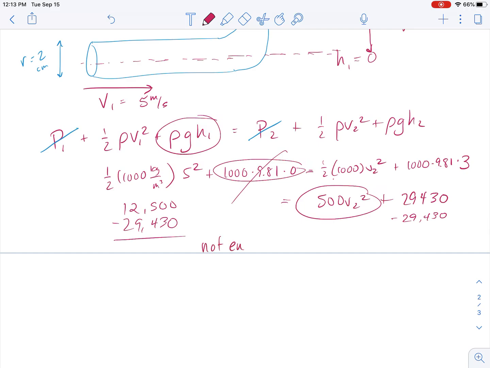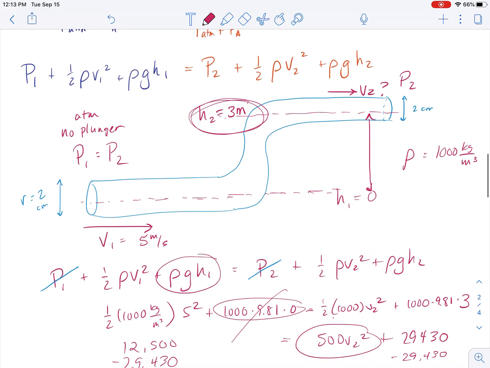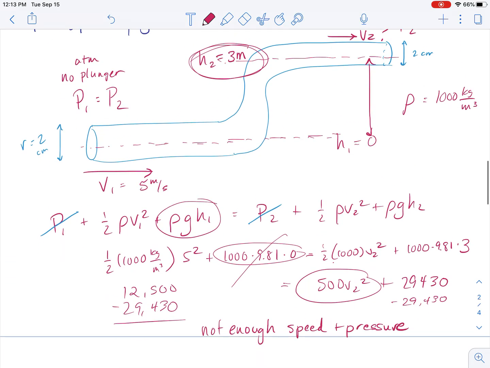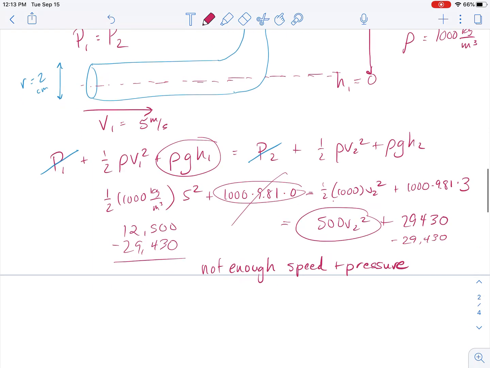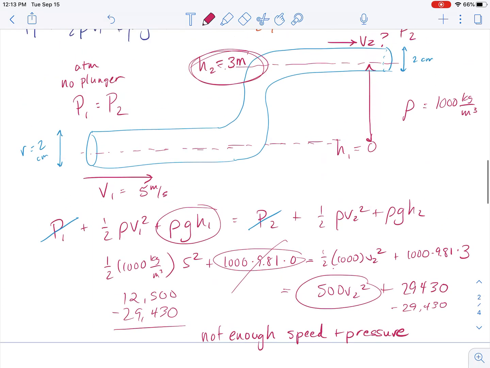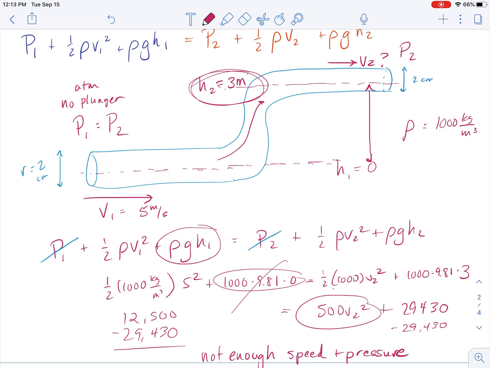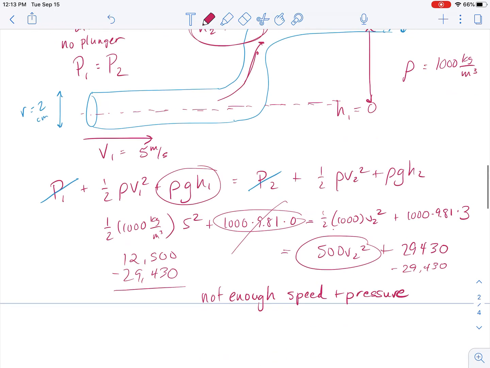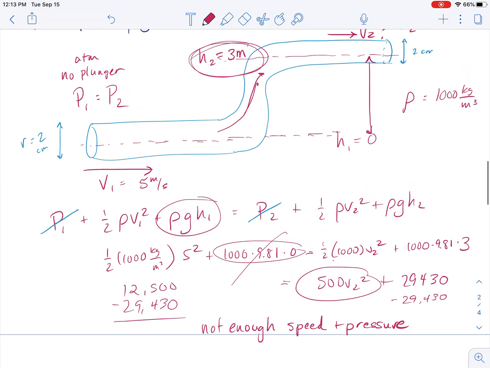So actually in this example, there's not enough speed and pressure for the water to rise that high. It won't rise that high. There's just not enough speed and pressure. So I'm stuck. The water would actually just rise halfway up the tube and stop. And if that were my plumbing, that would be a big, big problem.